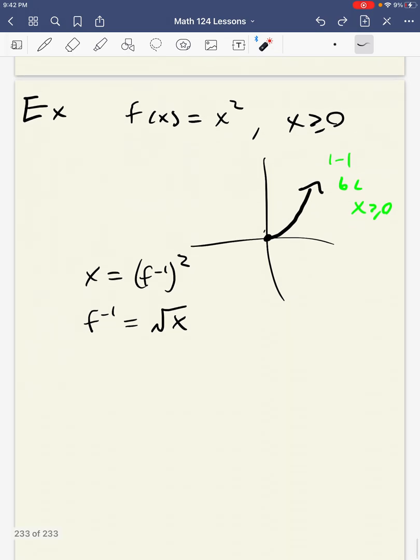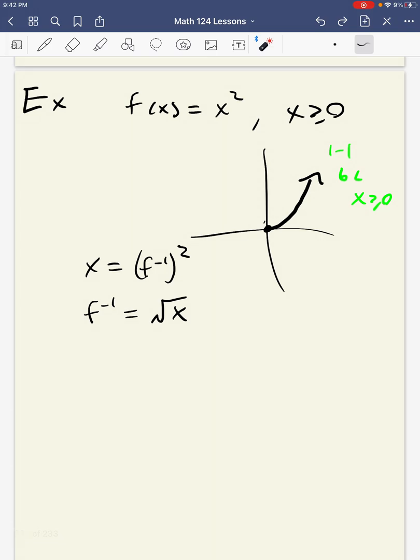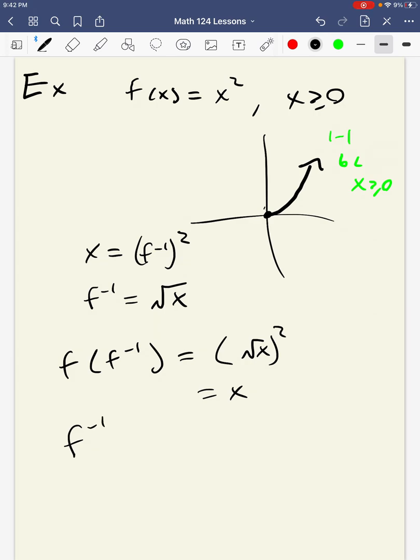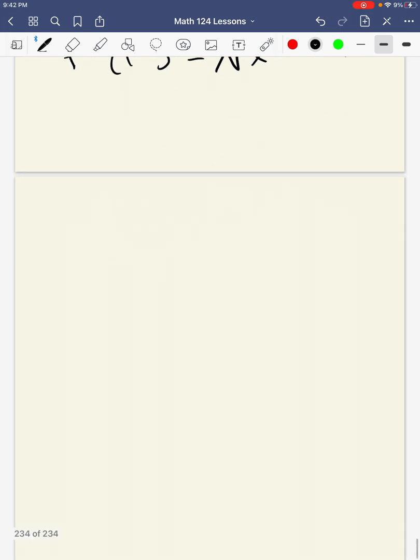Okay, now the domain here, x greater than or equal to 0, so we still get the same domain. Not too interesting, but we also can verify this property here. So if we plug the inverse into the original function, that's this, we get x. If we plug f into the inverse, we get square root of x squared, we get x. So those properties do in fact work.